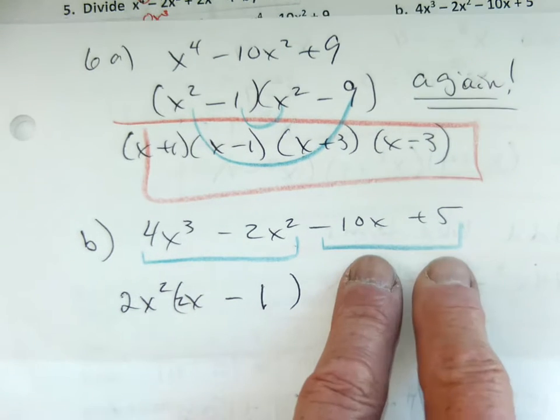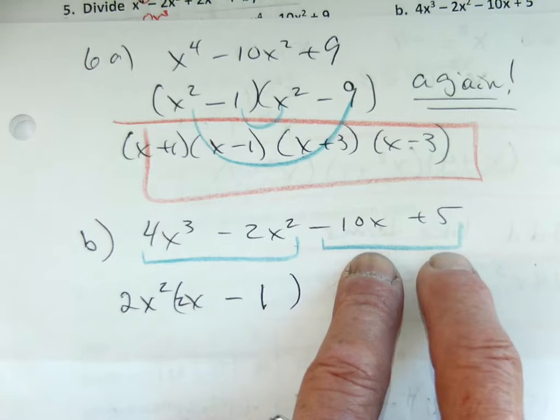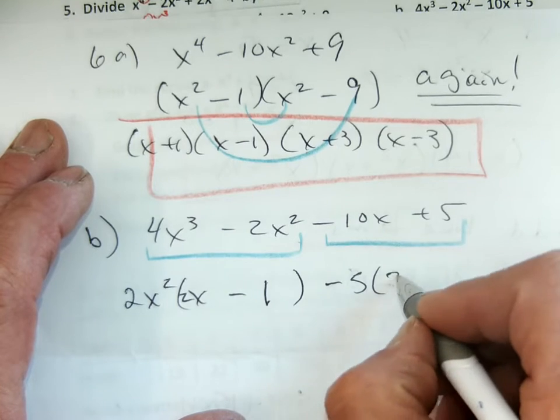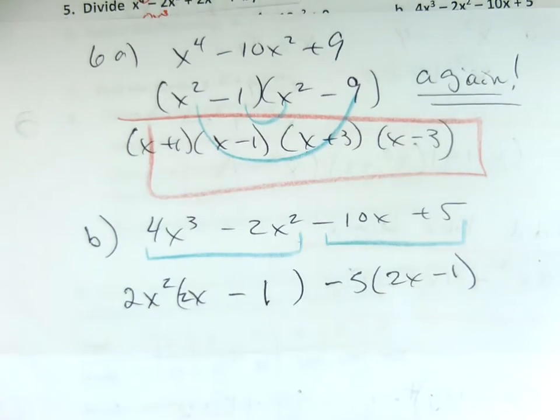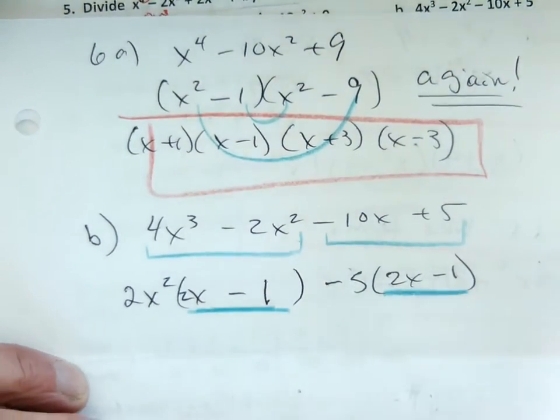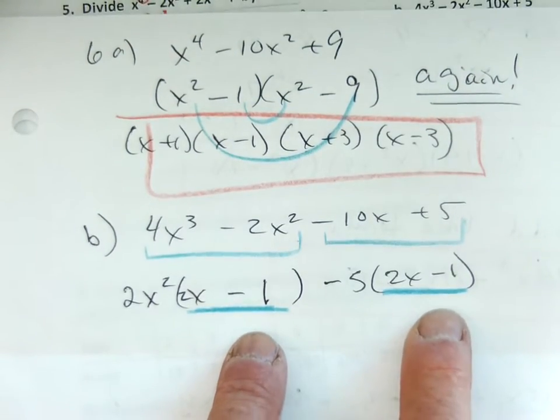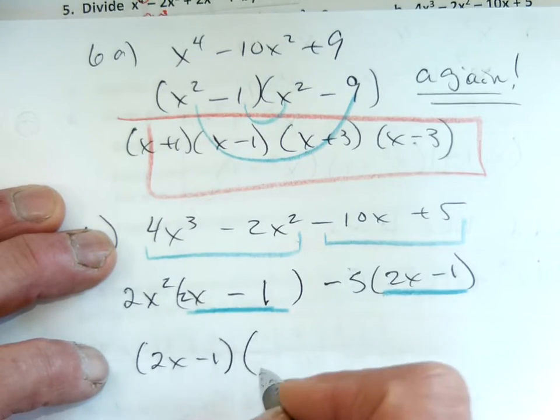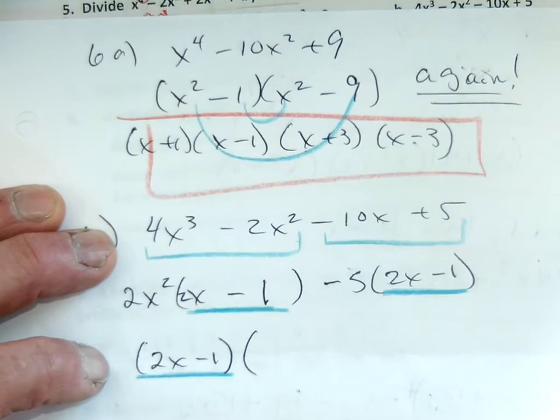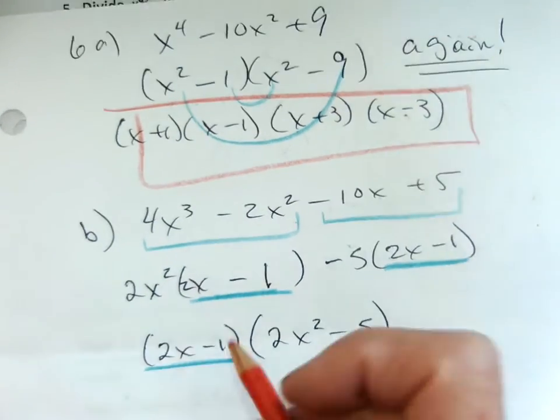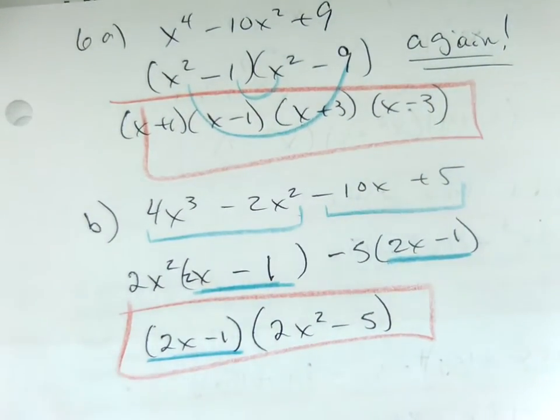The second group has a negative 5 in common, and I'd have a 2x minus 1. This needs to happen in order to be able to factor this. I need to have these two be the same. They need to be the same to factor it again, and they are. So then 2x minus 1 is what they have in common, and what's left over is 2x squared minus 5. And that's it. Factored. We've done this before, so it's a nice little review of things we've studied before.